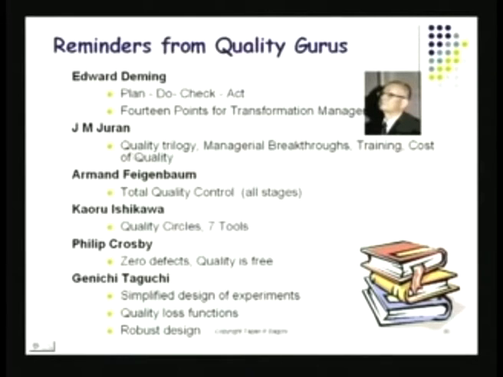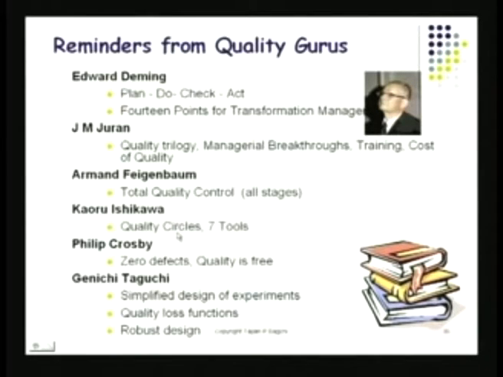Juran came along, he gave us the quality trilogy. That is something I need to focus on in order to deliver to and delight a customer. I need managerial breakthroughs. That's also something that I need. I need training and I need cost of quality. These are the trilogy: breakthroughs, training and cost of quality. Then of course, Feigenbaum gave us total quality control. That has to be applied at all stages.